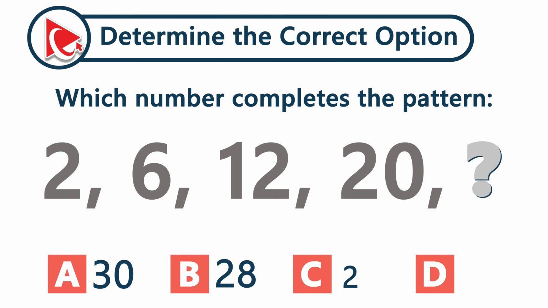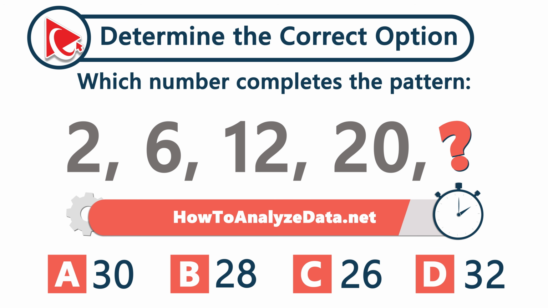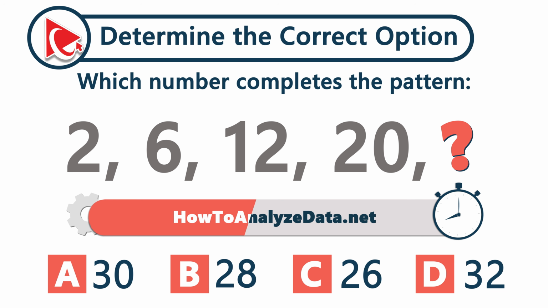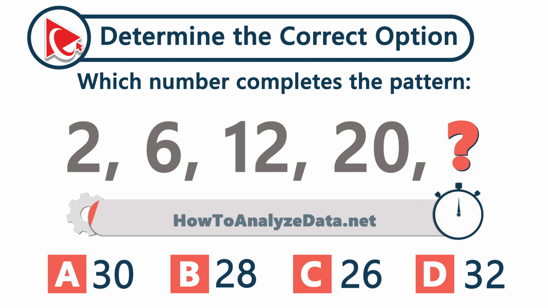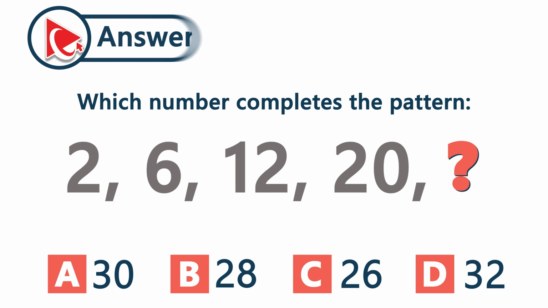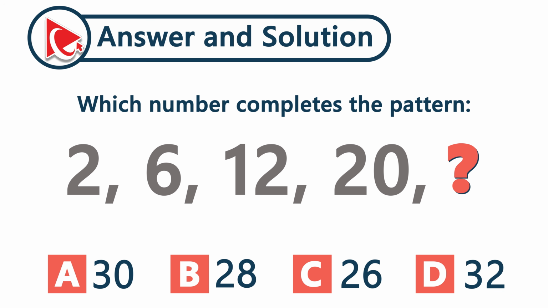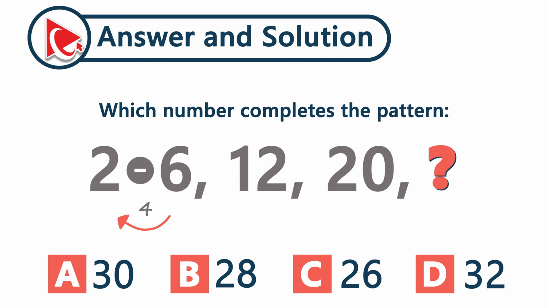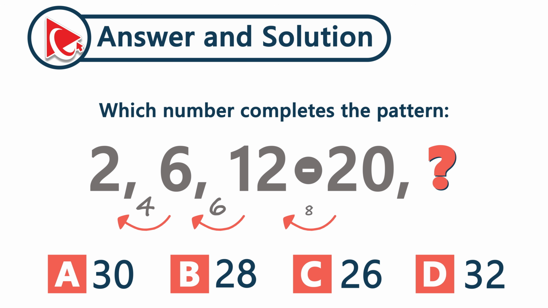What number comes next in the sequence? 2, 6, 12, 20, and then... Let's break it down. Take a close look at the gaps between each number. 6 minus 2 equals 4. 12 minus 6 equals 6. 20 minus 12 equals 8.